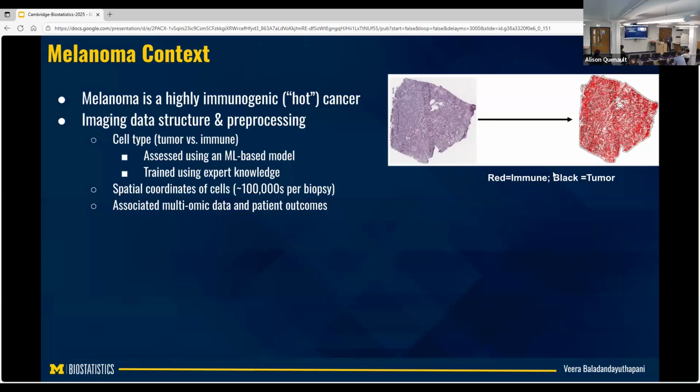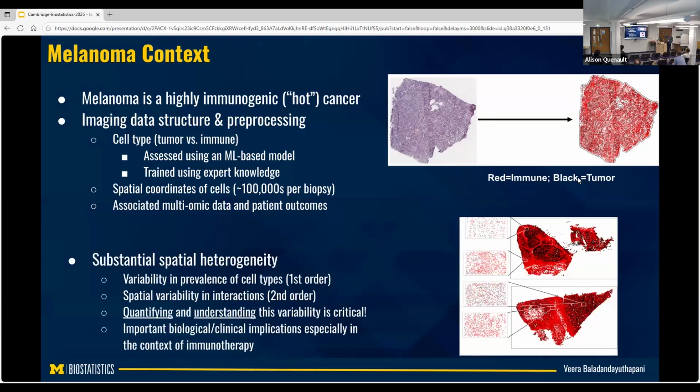So anyway, at the end of the day, what we have is the spatial map and the identity of the cells. As I said, that's 100,000 cells per biopsy. We have around 330 biopsies, and this also comes with associated multi-omic data. It's actually a subset of the TCGA data, the TCIA data. This is the additional processing that we did in-house.